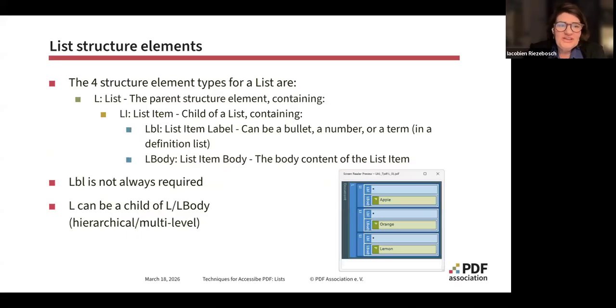So which structure elements are there for lists? Well, there are 4 structure elements. This is the L tag for list, and this is the parent structure element, and it contains the other items. First, it contains the list item tag, and that contains the label, the list item label. That can be a bullet, a number, or a term in a definition list, and the label body, and that's the list item body, and that's the body content of the list item.